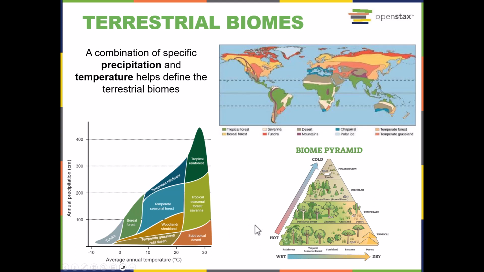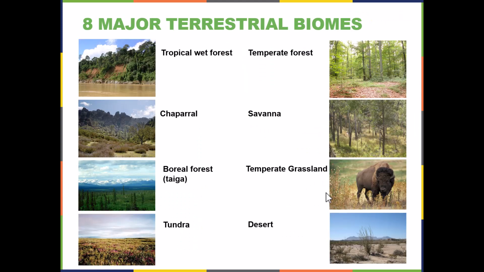A somewhat more simplistic image is over here on the right, where we see it going from hot to cold along this axis, and then from wet to dry along that axis. And then we can see where these various regions are. So tundra is up here, and then the coniferous boreal forest. And so what we'll do is look at each one of these. This just shows us those 8 major terrestrial biomes together, and now we'll look at each one.